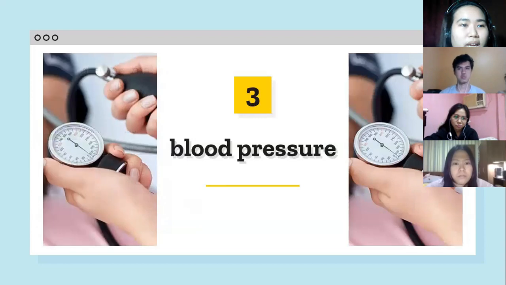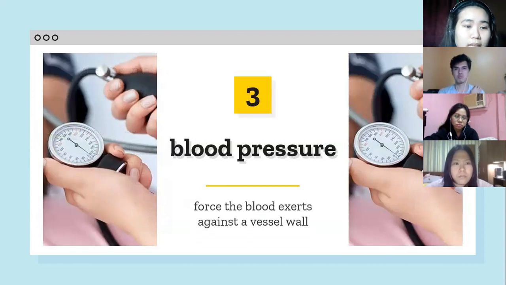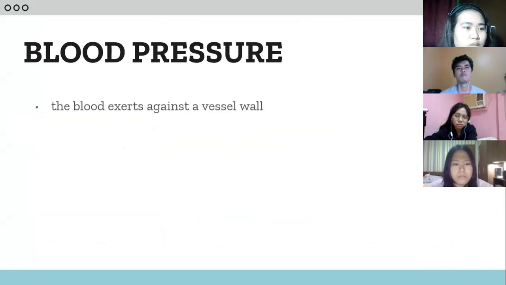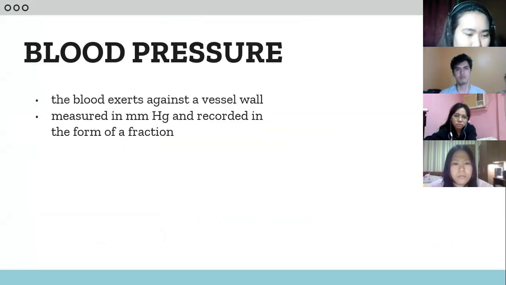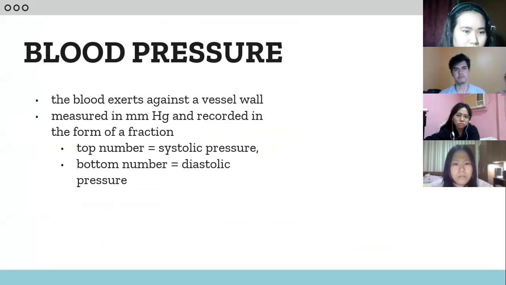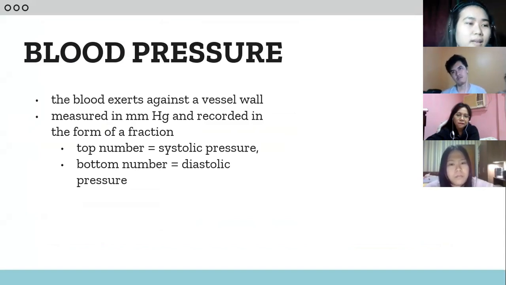Now, blood pressure measures the force. It is the force that the blood exerts against the vessel wall. It is measured in millimeters of mercury, and recorded in the form of a fraction. The top number is the systolic pressure, and the bottom number is the diastolic pressure. It is not a score, guys. The systolic pressure is always greater than the diastolic pressure, okay?